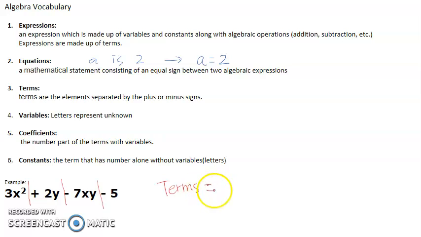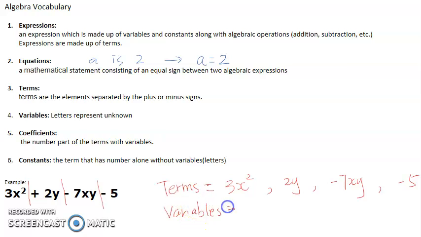We have 4 terms and they are 3x squared, positive 2y, negative 7xy. Please make sure that you carry the sign that is in front of the number, and negative 5. So we have 4 terms. They are 3x squared, 2y, negative 7xy, and negative 5. So these are terms.